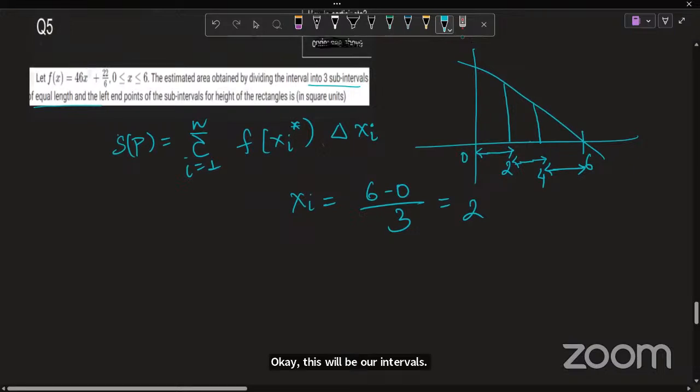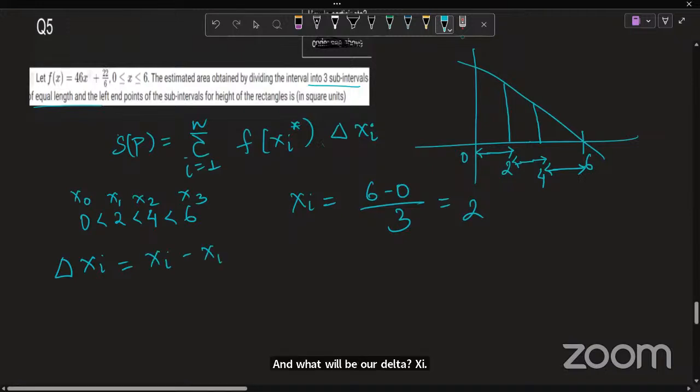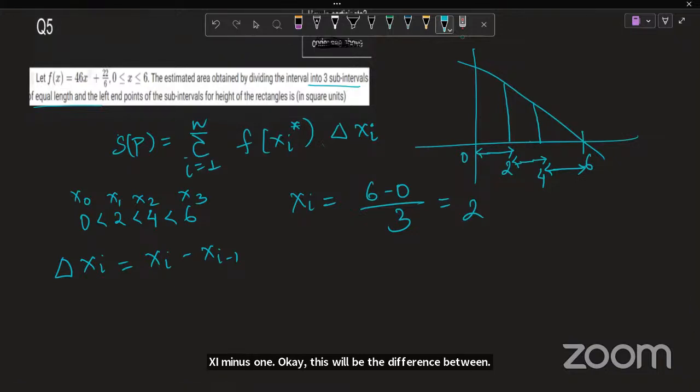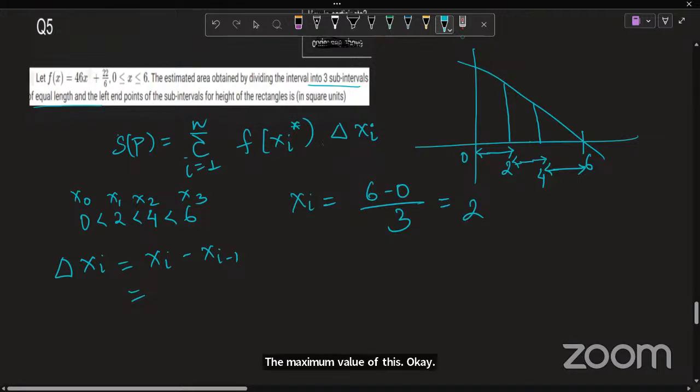Now we have to calculate. Our intervals will be 0, 2, 4, and 6. This will be our x0, x1, x2, and x3. And what will be our delta x_i? Delta x_i is equal to x_i minus x_(i-1), the difference between the points. You know that both intervals are the same, so delta x_i will be 2. So let's find the Riemann sum.